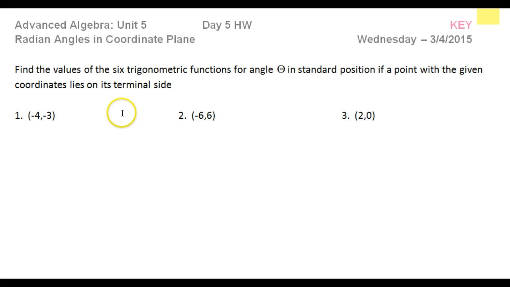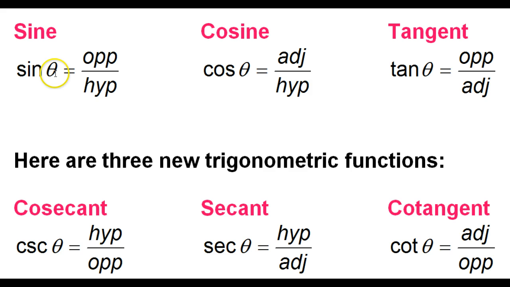In this video, we will learn how to find the values of the 6 trigonometric functions for an angle theta in standard position if a point with the given coordinates lies on its terminal side. All right, the 6 trigonometric functions: good old sine, cosine, and tangent, and their reciprocals, cosecant, secant, and cotangent. These are the 6 trig functions that we'll be finding.